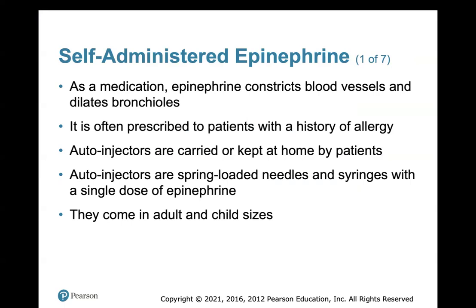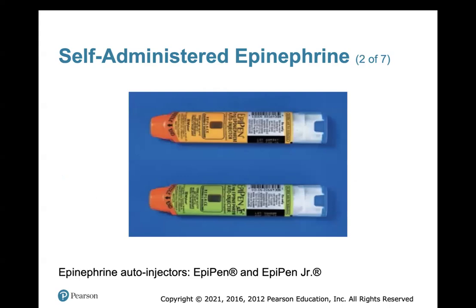A lot of times, patients who have severe allergies will have EpiPens. Usually, they come in a pack of two. They're usually kept at home by the patients or they're carried around with them. They're spring loaded. They have a single dose of epinephrine inside them, and they come in adult and child sizes. The only difference is the adult size has 0.3 milligrams epi, child size has 0.15. You don't really need to know that. You just need to know adult versus child.